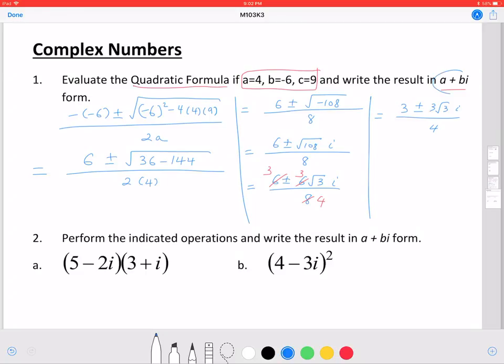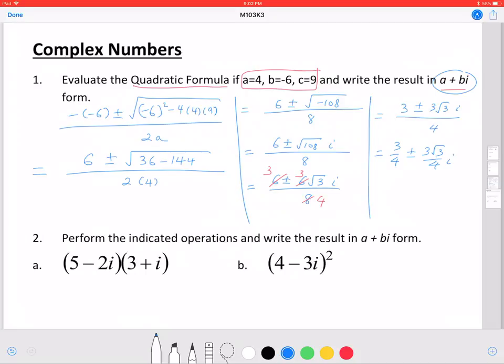But remember, it's asking you to write the answer in a plus bi form. What I have there is not a plus bi form, so I have to separate the real part, which is 3 over 4 plus or minus 3 square root of 3 over 4 i. That is now a plus bi form.